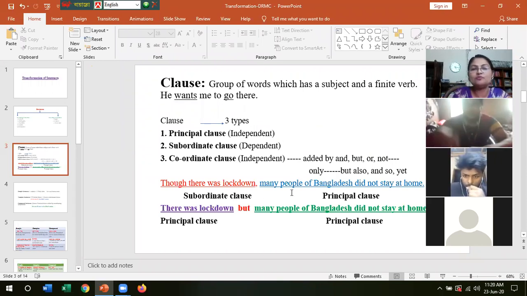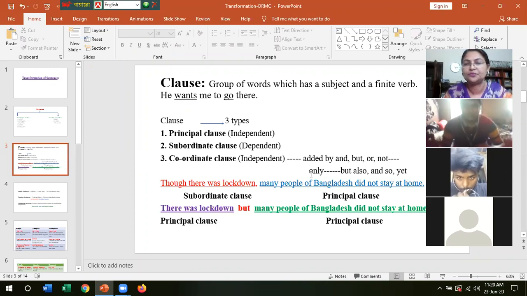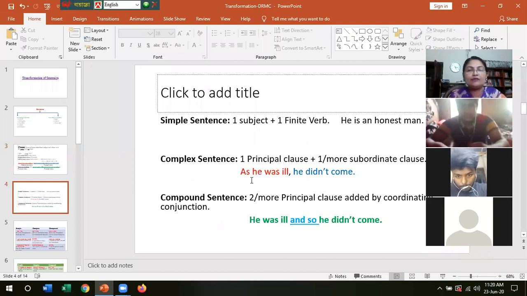Though there was lockdown, many people of Bangladesh did not stay at home. This is a complex sentence. Good. And the latter one, there was lockdown, but many people of Bangladesh did not stay at home. It's a compound sentence. Very good. Excellent. Okay. So you have understood what is simple sentence, what is complex, and what is compound.